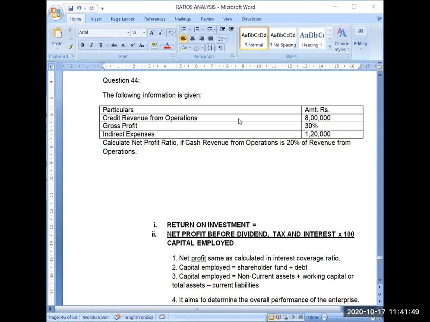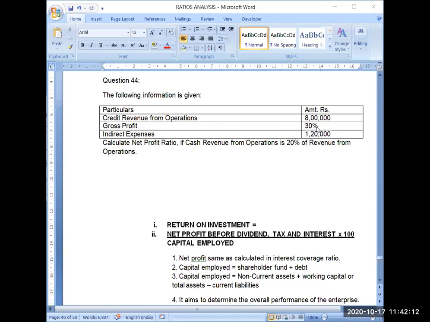Credit revenue from operations is given 8 lakh. Gross profit is given 30%. Again, question is silent regarding the percentage of what. So it will be assumed as percentage on revenue from operations. And for that, you can satisfy the examiner by writing the formula of gross profit ratio also.